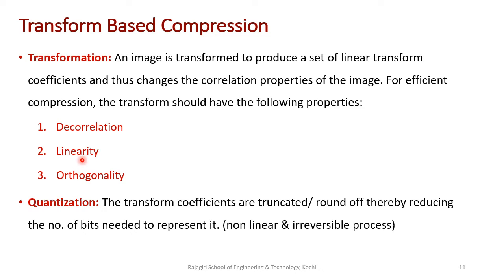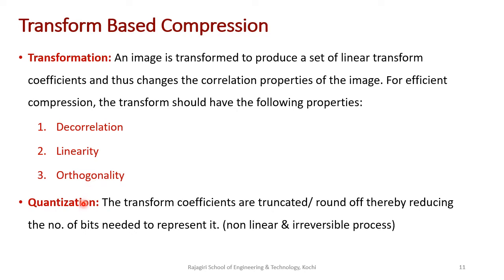The second property is linearity. Linearity principle allows a one-to-one mapping between the pixel values and the transform coefficients. The third property is orthogonality, that is, transforms should be orthogonal in nature. It has the feature of eliminating any redundancies in the transformed image.